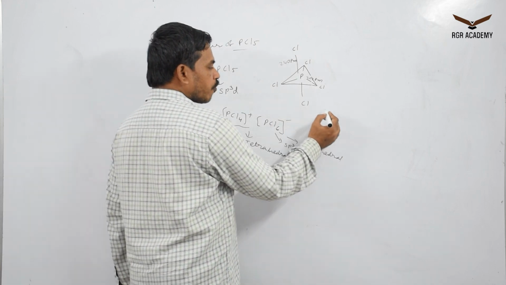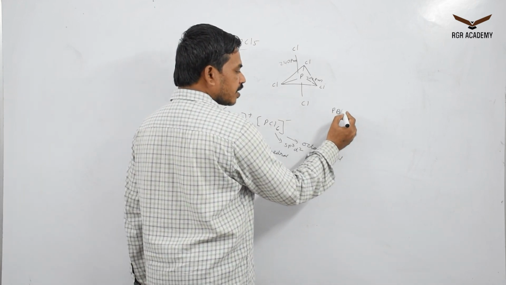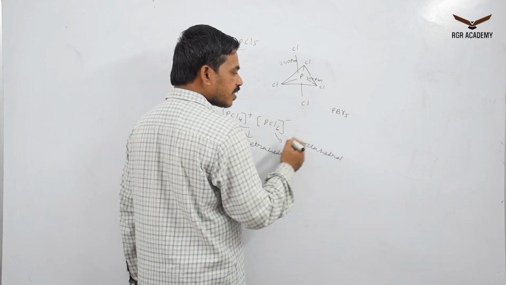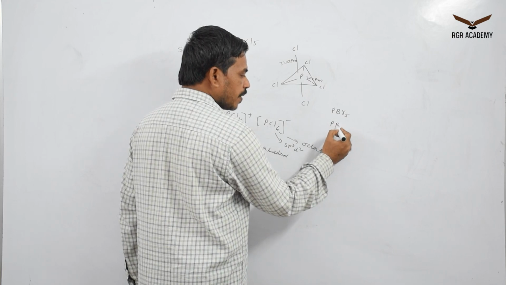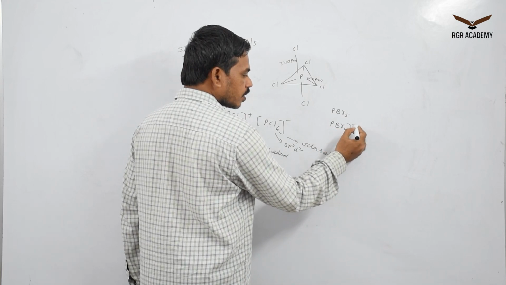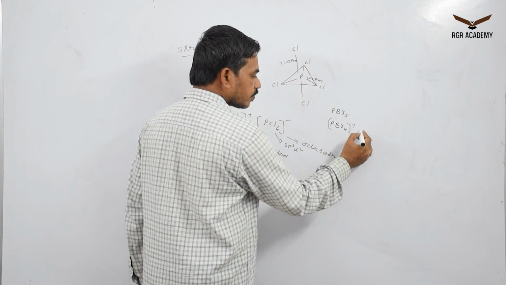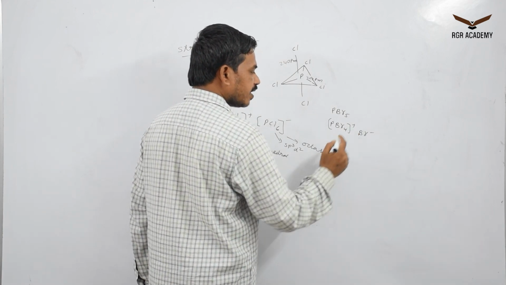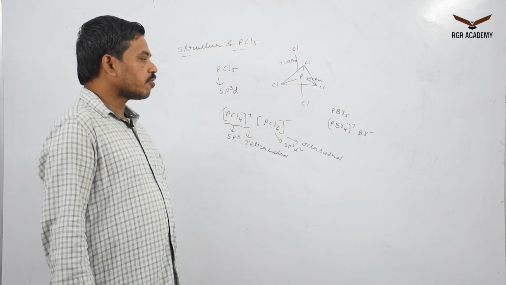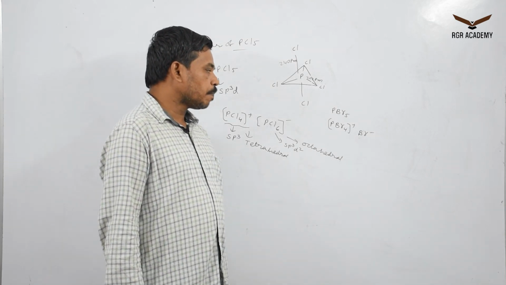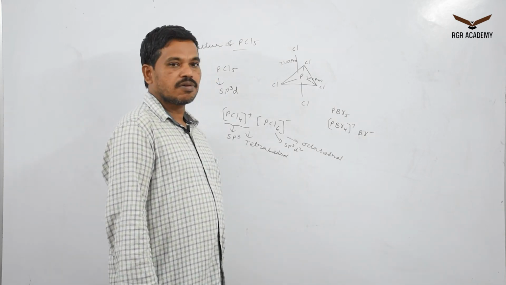In PBr5, in solid state, it exists as PBr4 plus and Br minus. PI5 also exists as PI4 plus and I minus.